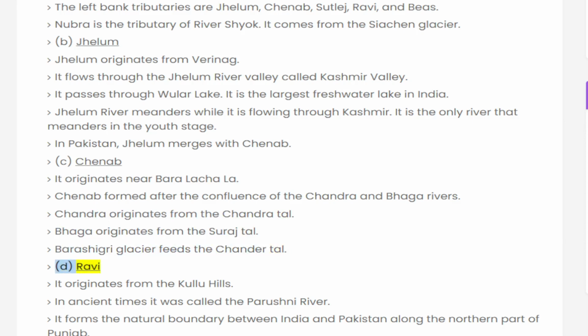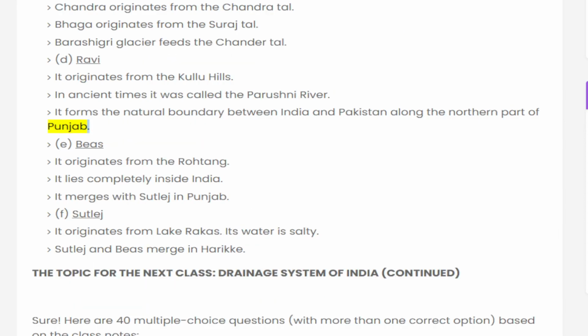D. Ravi. It originates from the Kullu Hills. In ancient times, it was called the Parushni River. It forms the natural boundary between India and Pakistan along the northern part of Punjab. E. Beas. It originates from Rohtang. It lies completely inside India. It merges with Sutlej in Punjab.